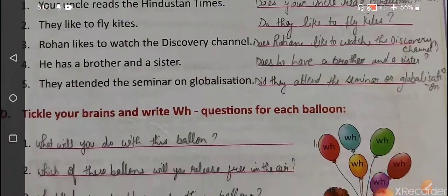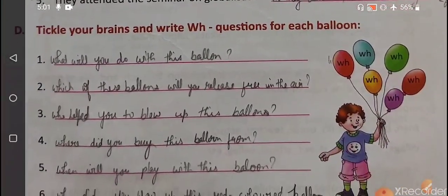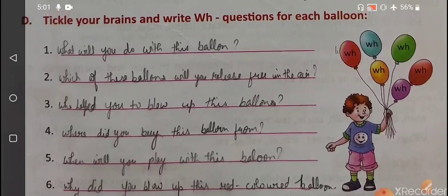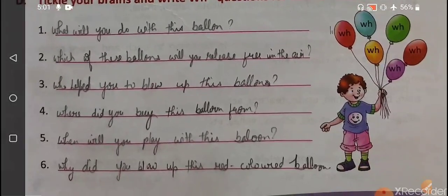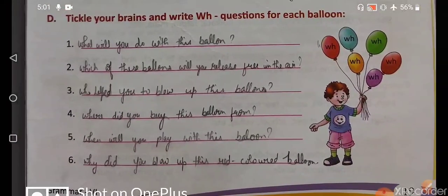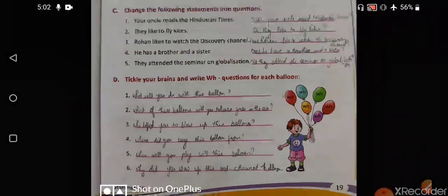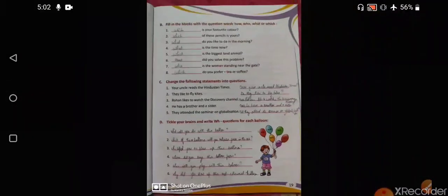Next is tickle your brains and write WH questions for each balloon. So we don't have to write yes or no type of sentence, we have to write WH sentences according to this picture. So these I have written, but you can also write them as your homework. So this question will be your homework. You have to write your own sentences. With this, our chapter number 5 is also over. Let us come on to chapter number 6.